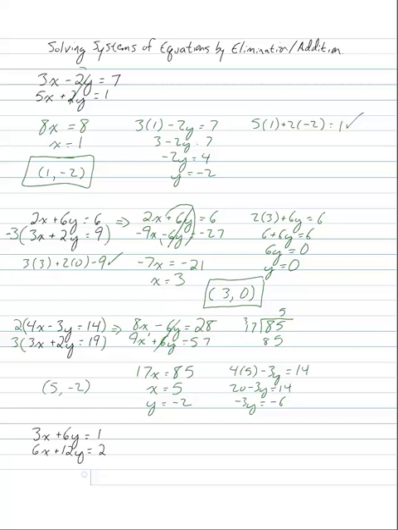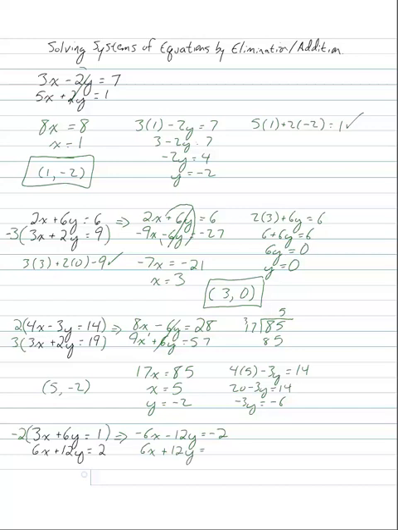Okay, let's look at the last one. 3x plus 6y equals 1. 6x plus 12y equals 2. I'm going to try and eliminate my x's this time. So I need to get the same number, opposite signs. So I'm just going to need to multiply the top one by minus 2. So if I do that, I'll get minus 6x minus 12y equals minus 2. The bottom, or the second equation, I already had. I didn't have to change it at all. So 6x plus 12y equals 2.